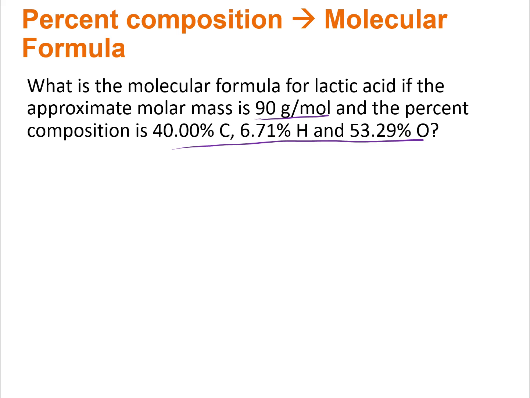So the first step is figuring out the empirical formula. We assume 100 grams of lactic acid. That way we can take all those percentages and make them grams and figure out moles.